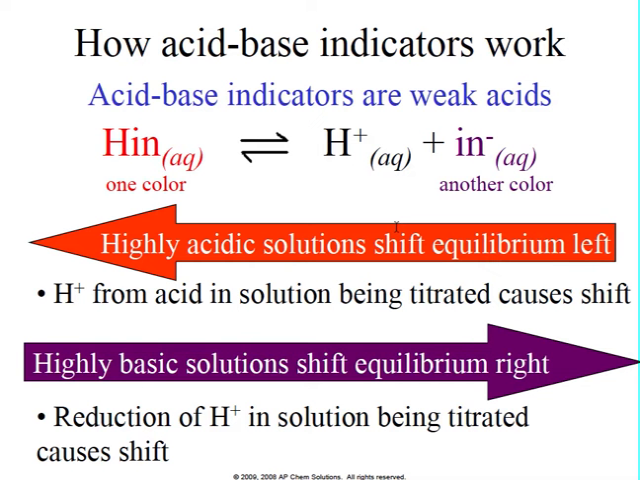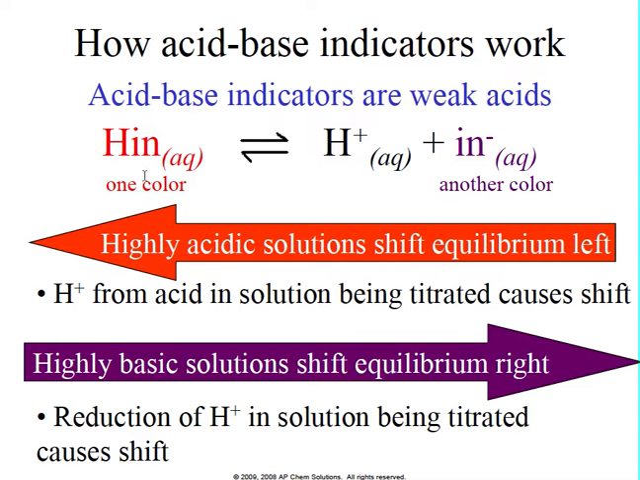Now when we do titration, we use an acid-base indicator. It's just a solution that will change color in an acidic or basic condition. Acid-base indicators tend to be weak acids. In the indicator, that H is the acid H, right?